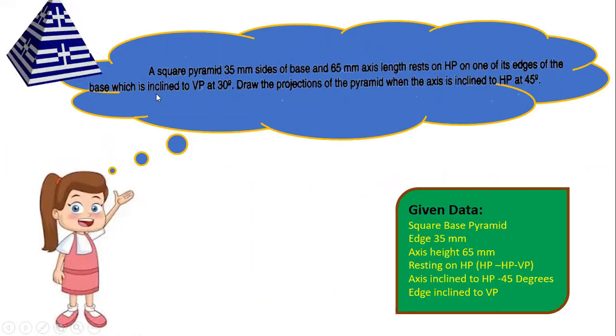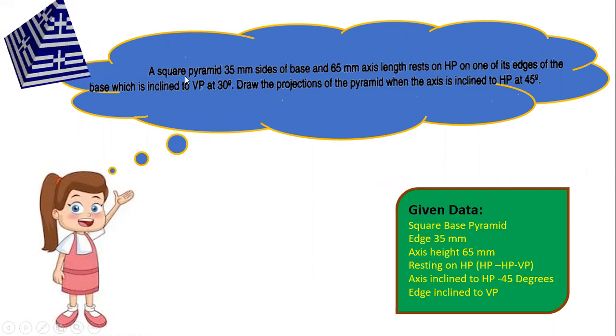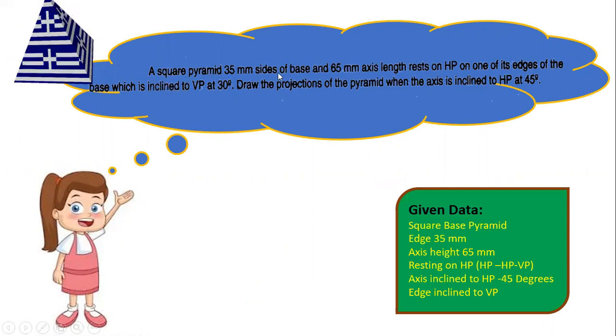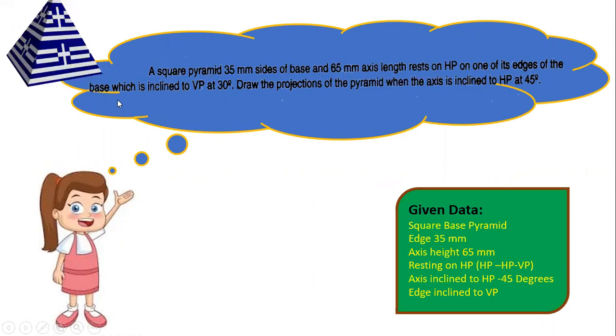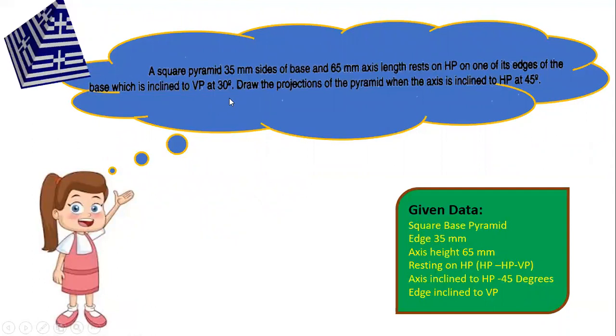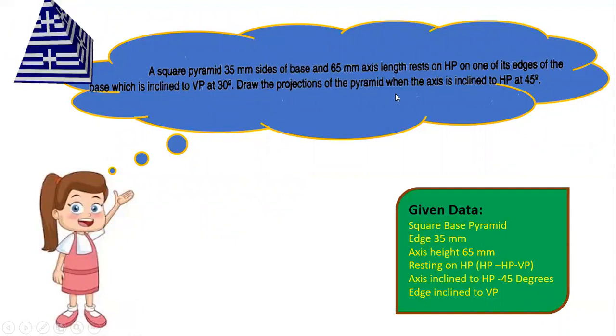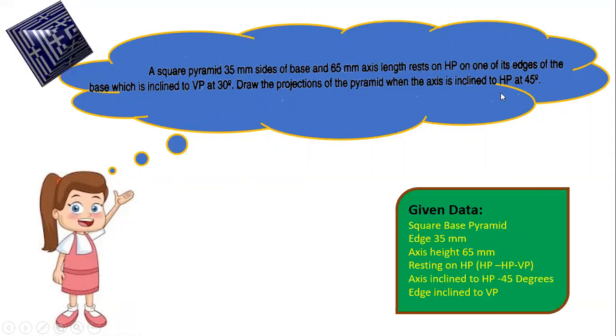First, look into the problem. It says it is a square pyramid, 35 mm sides of base and 65 mm axis length, rests on HP on one of its edges of the base, which is inclined to VP at 30 degree. Draw the projections of the pyramid when the axis is inclined to HP at 45 degree.